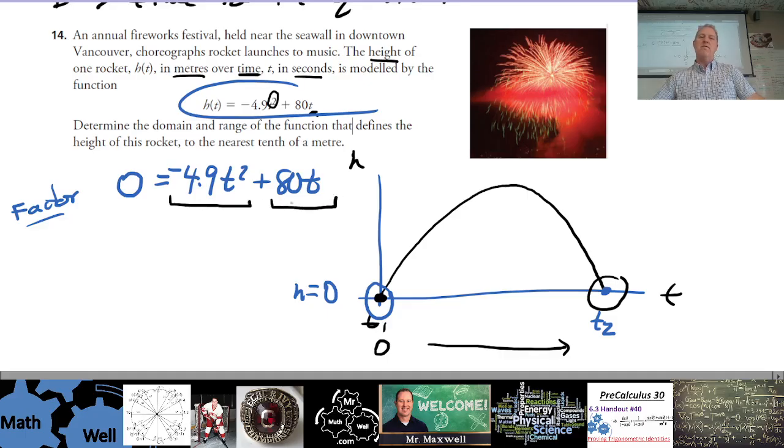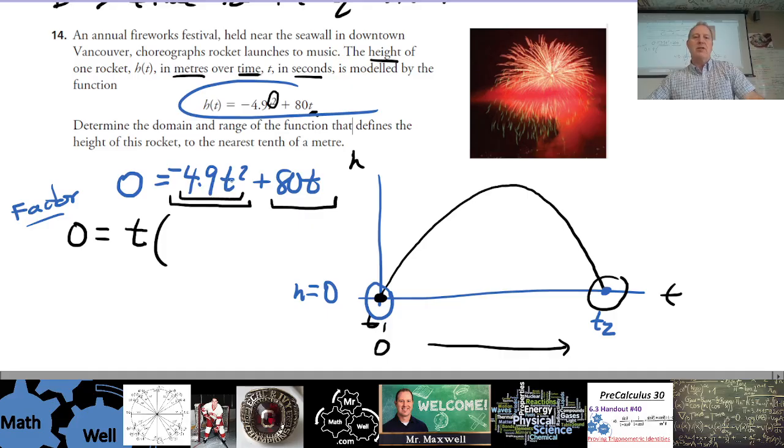What is the common factor? T. The common factor is t, because this is negative 4.9 times t times t. This one is 80 times t, so t is a common factor. So this equation becomes, I pull a t out, and again, you're just separating it. Factoring is separating. You're not getting rid of it. You're just separating it.